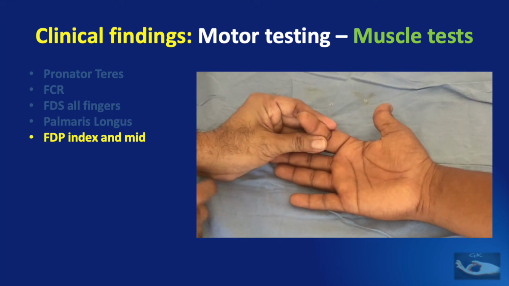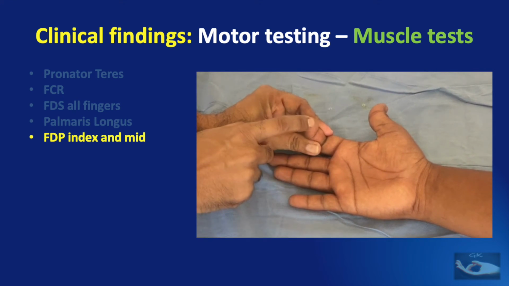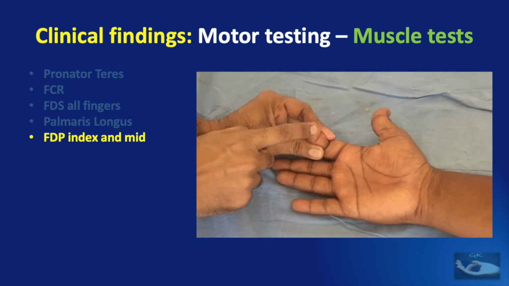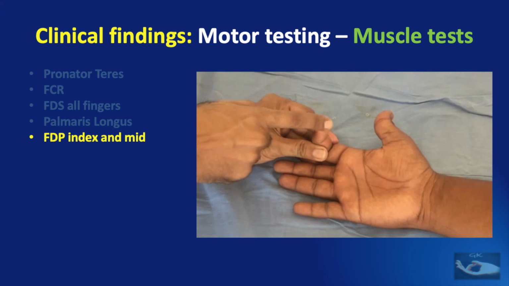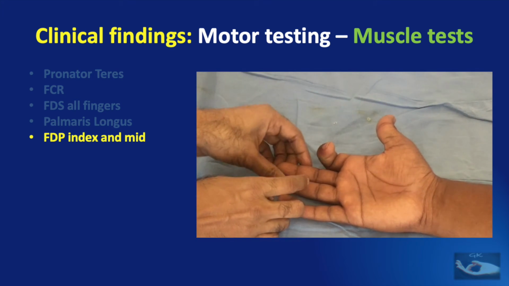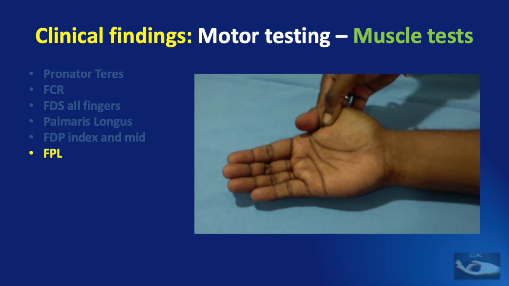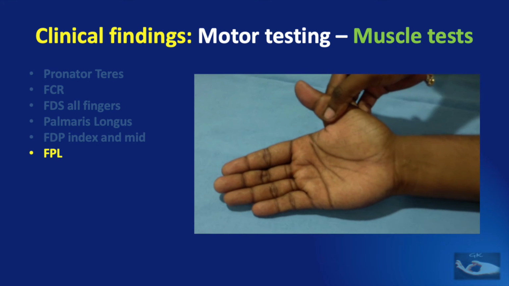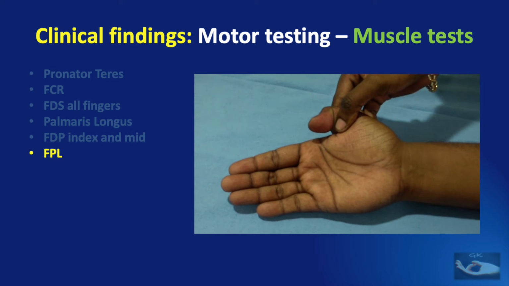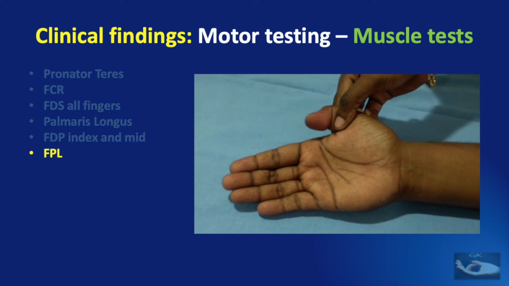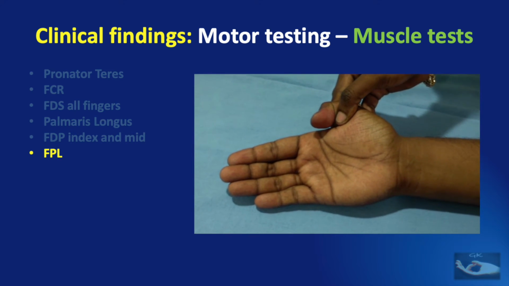The flexor digitorum profundus of the index and middle fingers can be tested by stabilizing the middle phalangeal region of the fingers and asking the patient to actively flex the distal interphalangeal joint. The flexor pollicis longus muscle can be tested by supporting the proximal phalangeal region of the thumb and asking the patient to actively flex the interphalangeal joint.